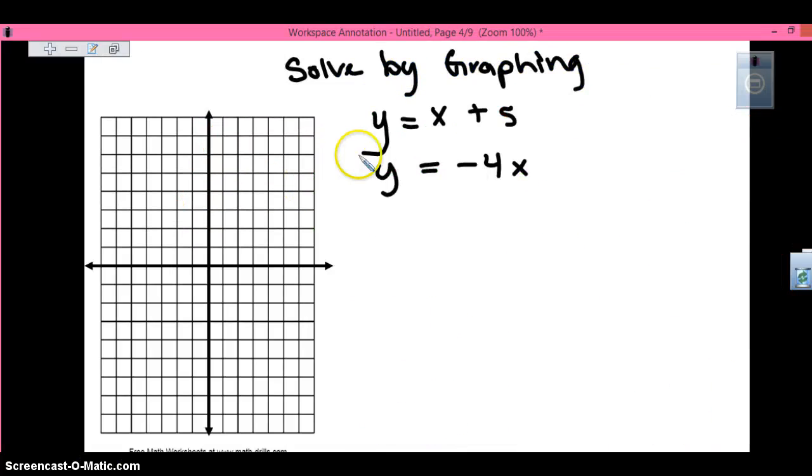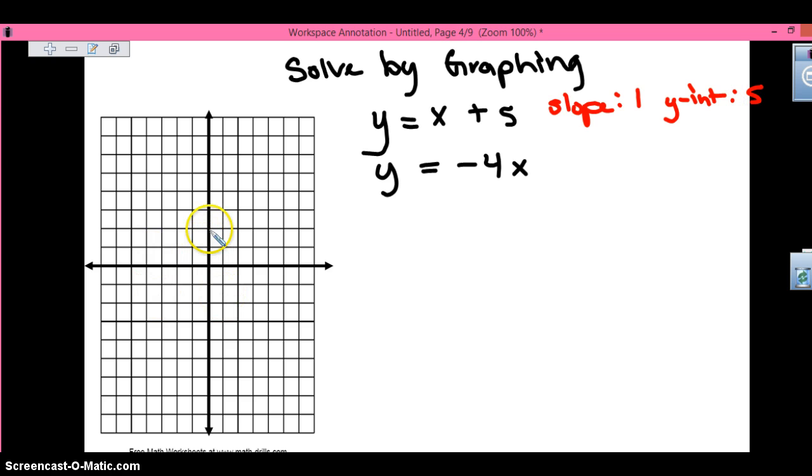We have to solve by graphing y equals x plus 5 and y equals -4x. The solution to a system of equations will be that point where they intersect. So we have to graph both of these. We start with the top one. We're going to graph in red. The slope equals what? 1. And the y-intercept?